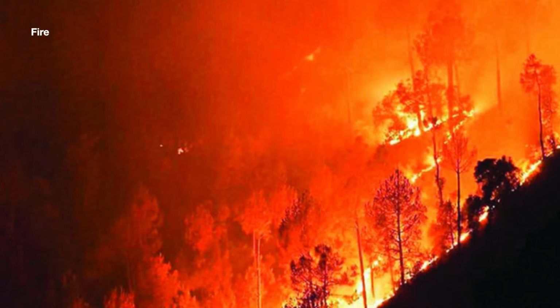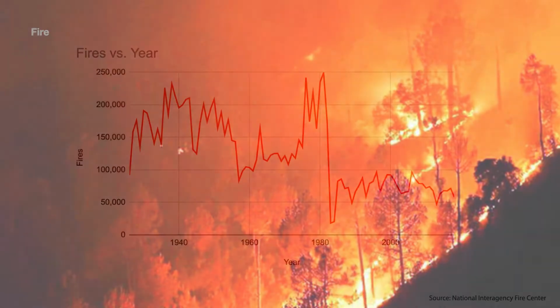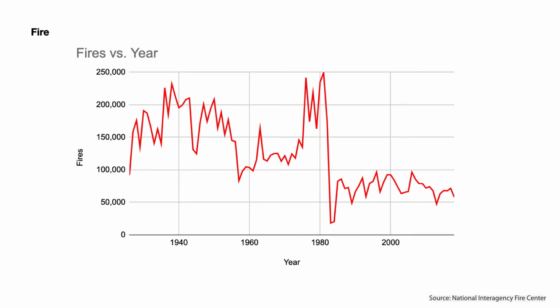Now, let's look at fire. Here are the historical figures for fires in the United States. We see a spike in the early 80s, when there was also a lot of crime, and then the number of fires drops dramatically from more than 200,000 per year to now maybe 70,000 on average.